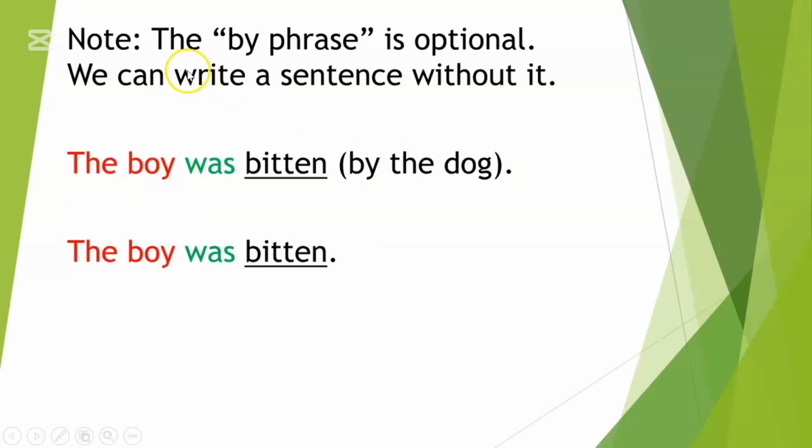Now, this is another important note. The by phrase is optional. We can write a sentence without it. The boy was bitten by the dog. Or we can say simply, the boy was bitten. In other words, we don't need the by phrase. This is because sometimes we don't know who or what did the action. We just know that the boy was bitten, but we don't know by what. Was it a dog? Was it a cat, for example?